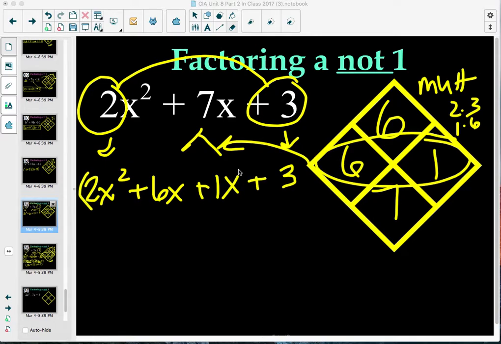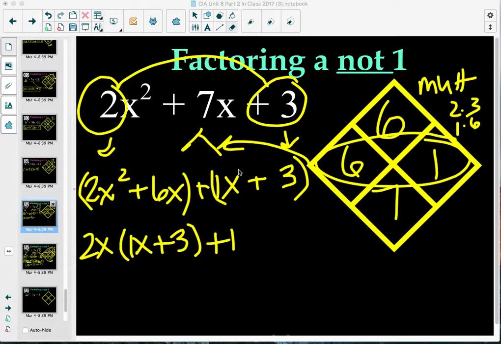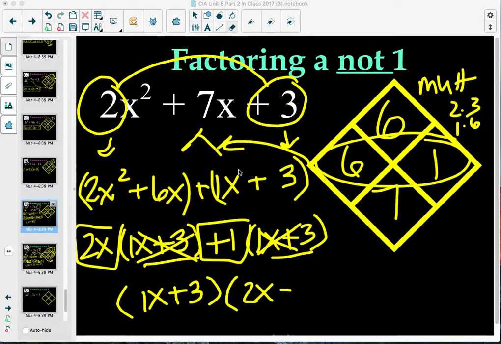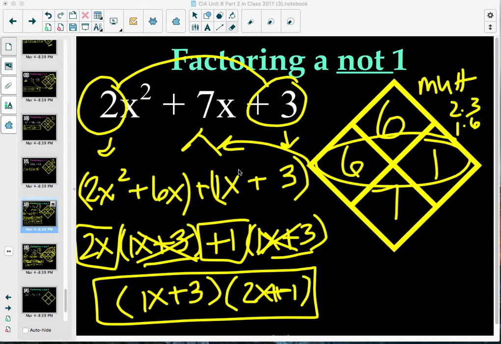I group. 2 and 6 both divide by 2. 2 divided by 2 is 1. 6 divided by 2 is 3. 1 and 3 both divide by 1. I can copy the parenthesis, and then now I'm just off to writing my answer. I copy the parenthesis that's the same, and the leftovers go in the other parenthesis. And that should be your final answer.